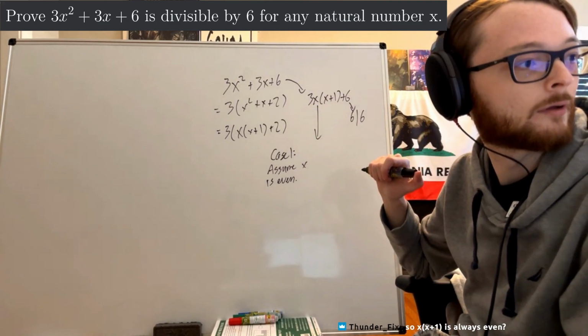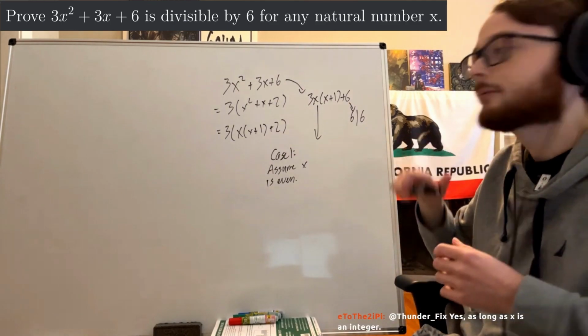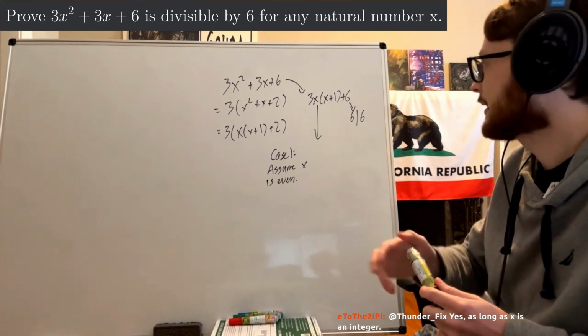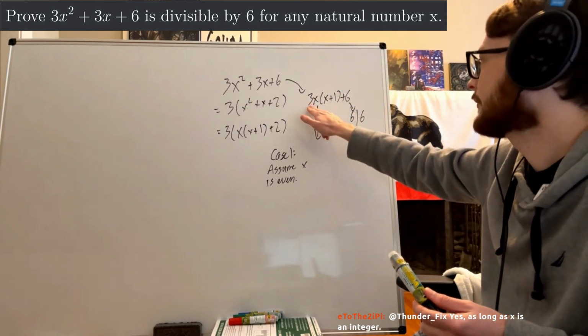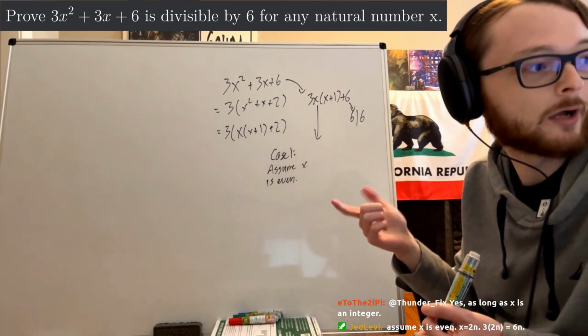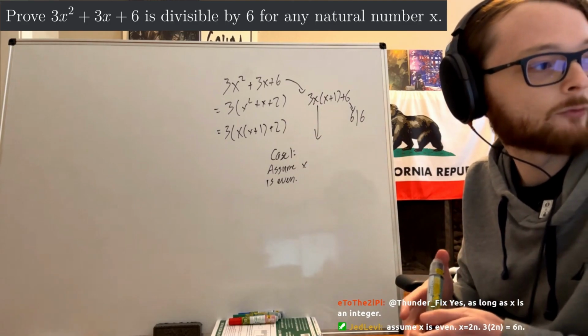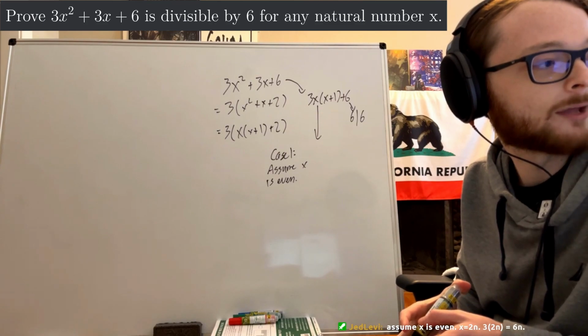Yes, Thunderfix. Because if x is an integer, then either x itself is even, in which case you're done, or if x is odd, you always do x plus 1. And since evens and odds alternate, that next one has to be an even. That's a good way of saying it, Jed.